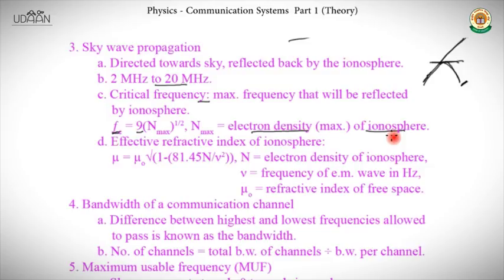And then we get a formula for the effective refractive index of the ionosphere as well. So mu, the effective refractive index, is equal to mu naught root over 1 minus 81.45 N divided by nu square. Nu is the frequency that we use in hertz. N is, as I already told you, the electron density of the ionosphere. Mu naught is the refractive index of free space, which equals 1 in most cases. So these were the properties of sky wave propagation systems.